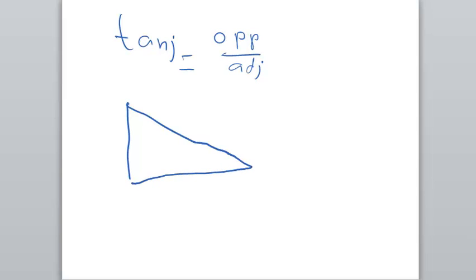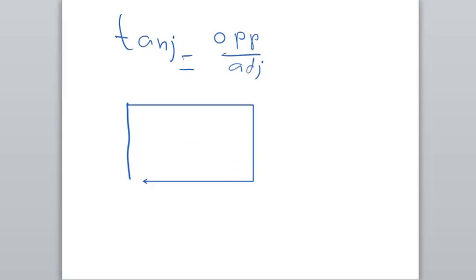Tangent is equal to opposite over adjacent. So when we draw a triangle again, we pick this angle, let's call this B. Let's try to rub that off if we can.